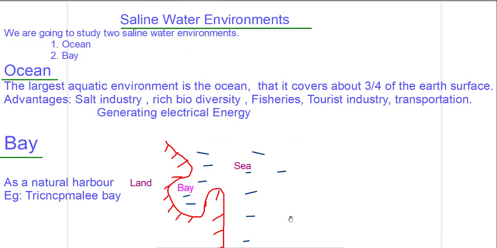Right. We will discuss the saline water environments, the salt water, the sea water. We are not going to study two saline water environments, the Black Sea and the Dead Sea, because they have not been added to the syllabus and are not in Sri Lanka. We study the ocean and the bay around the country, children. Our country is situated in the Indian Ocean. The largest aquatic environment is the ocean, and that is very important to highlight.